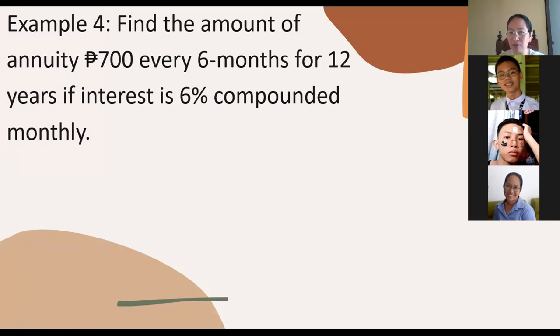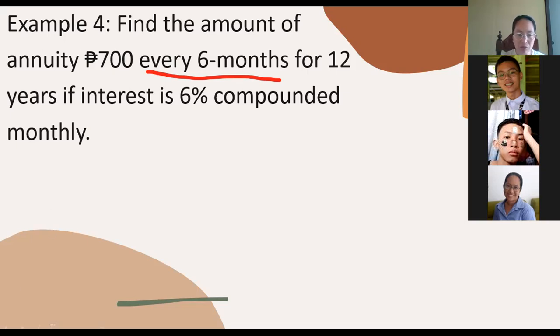So this is an example of what? A general annuity. Di ba? Bakit siya naging general annuity? When we say every 6 months for 12 years, meaning you need to pay this semi-annually. O kung semi-annually yan, and yet the interest will apply monthly, so different yung time periods natin, so it's an example of a general annuity.